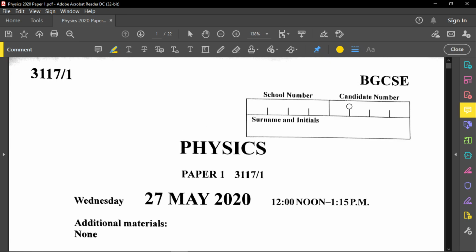Welcome back, everyone. Now, today we are doing another BGCSE past paper review. We are doing physics, paper 1, and this was from the year 2020.